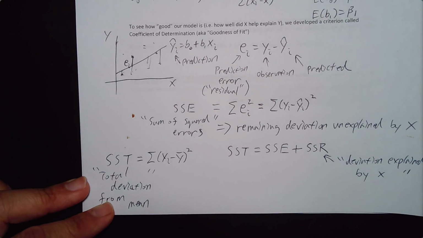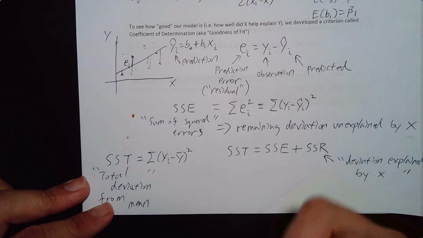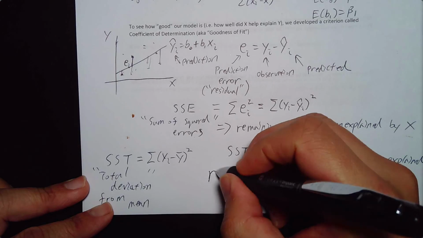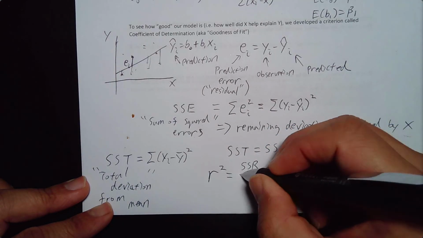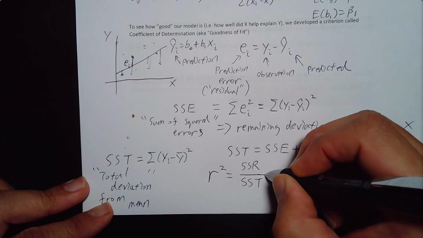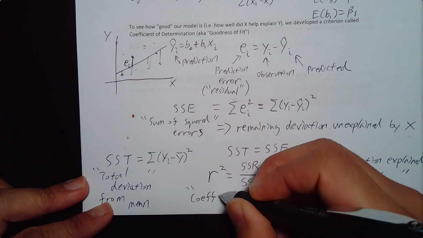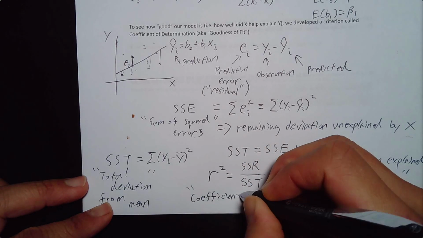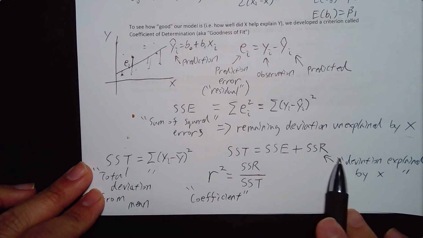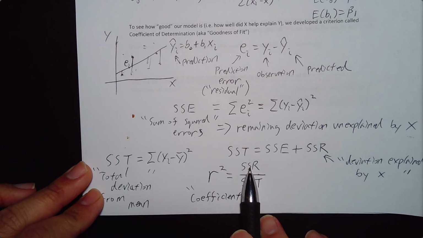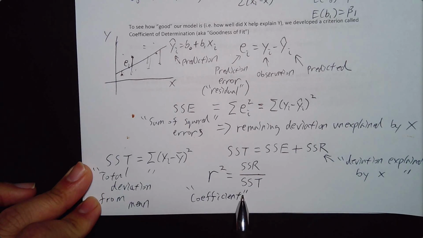And then finally, once we have all these parts, we can calculate our coefficient of determination. That's R squared, and R squared equals SSR divided by SST. So this is our coefficient of determination, and this will be our measure for how good our model is. Intuitively, this should make sense. You want the deviation explained to be as large as possible. And so this R squared represents the proportion of the deviation explained.